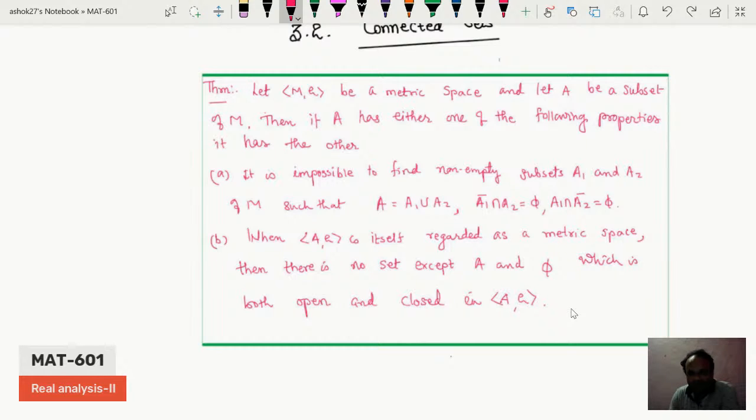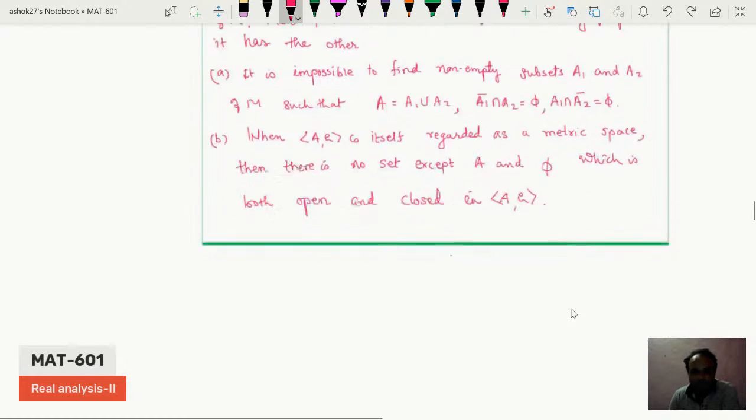I will repeat it again. Let (M, rho) be a metric space and let A be any subset of M. Then if A has either one of the following properties, it has the other. It is impossible to find non-empty subsets A1 and A2 of M such that A is written as A1 union A2, with A1 closure intersection A2 empty, and A1 intersection A2 closure empty. So that is condition A. And what is condition B? When (A, rho) is itself regarded as a metric space, then there is no set except A and phi which is both open and closed in (A, rho).